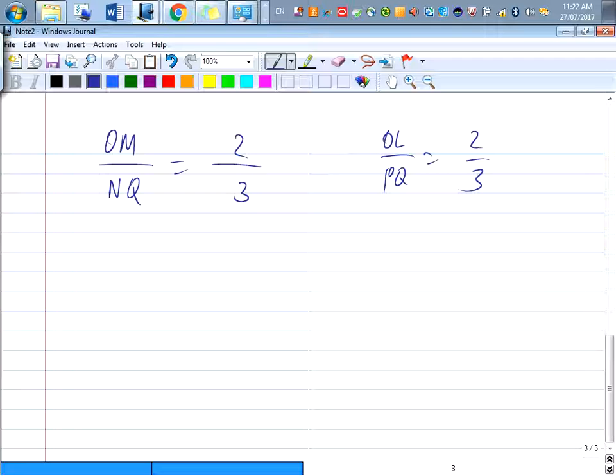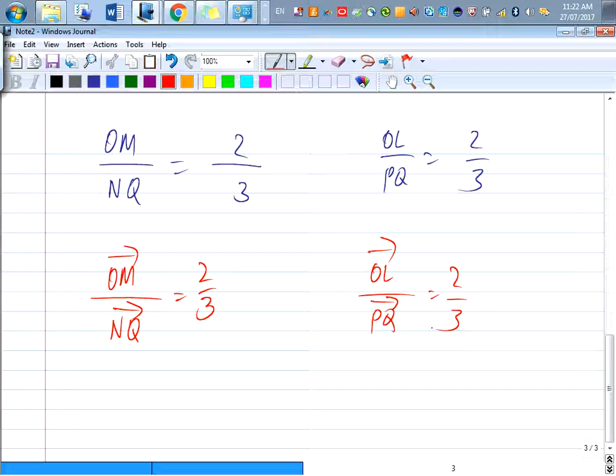But what we do not accept will be this: OM as a vector over NQ as a vector, then OL over PQ. Not acceptable. We cannot divide a vector by another vector. It is always the magnitude only. So if you really want to write the arrows, then you do this. Add in these lines to tell me you are referring to the magnitude only.